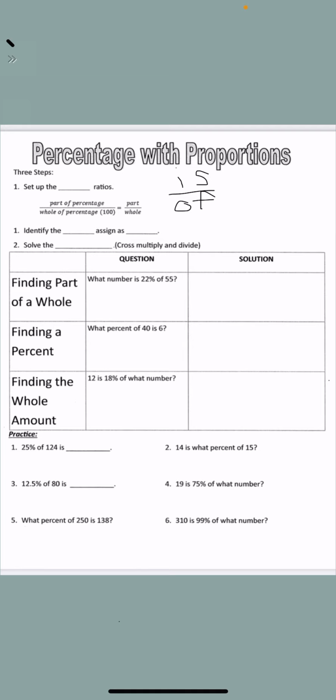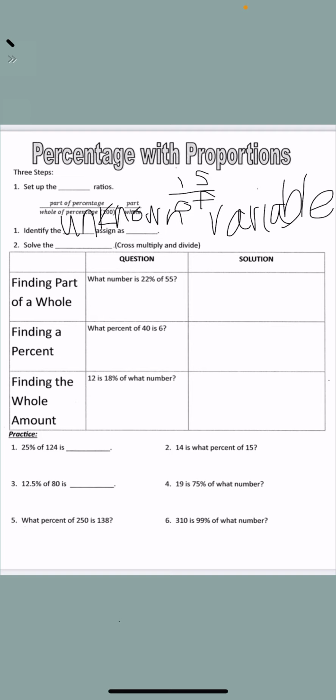You need to identify the unknown. So that's where your variable is, and you need to assign a variable. So you're going to identify your unknown and then assign it a variable. Once you've done that, you are then going to solve the proportion. You are going to solve for the unknown. You are going to cross multiply and divide. So that last one should say solve the proportion.